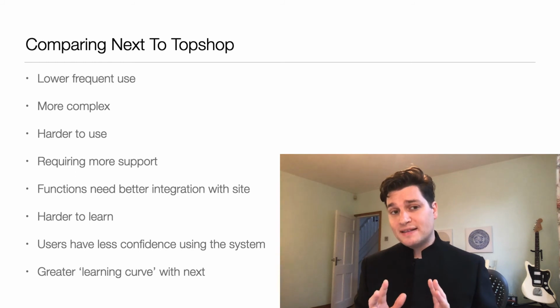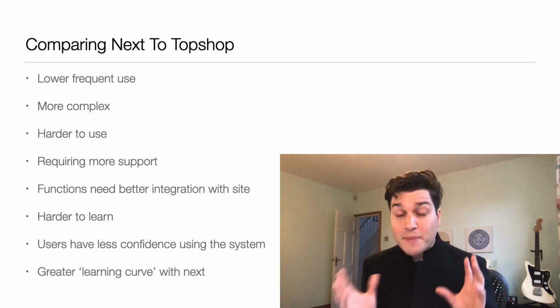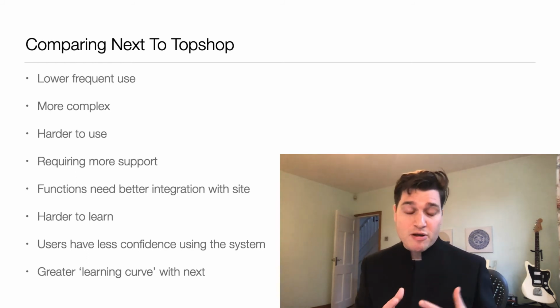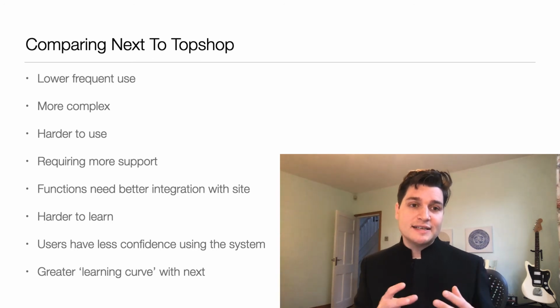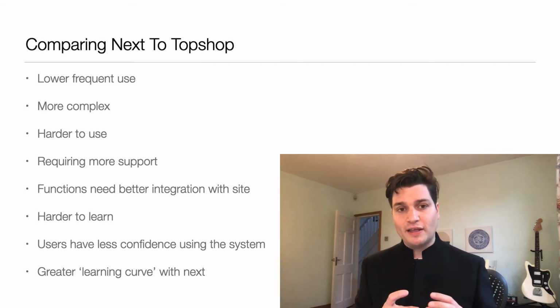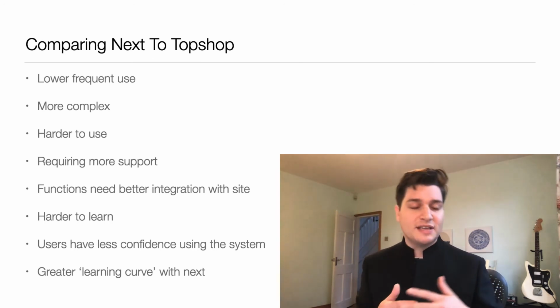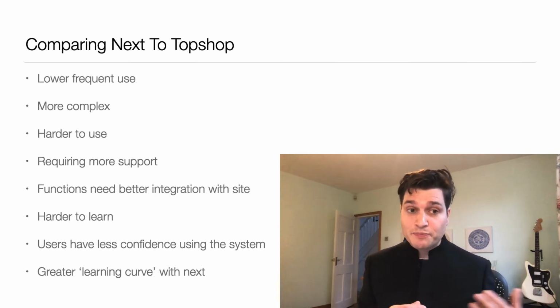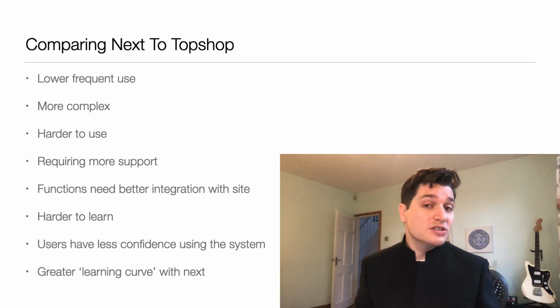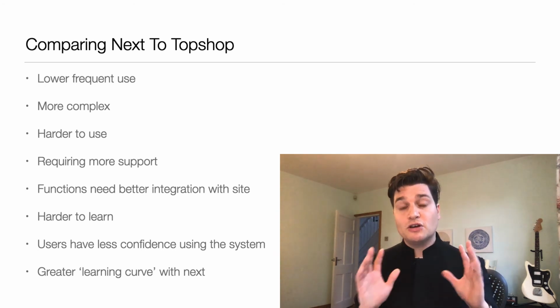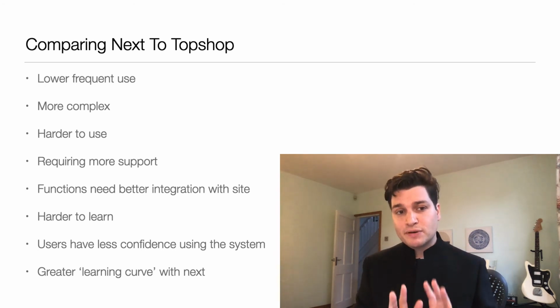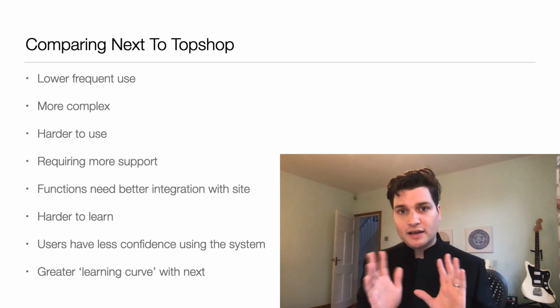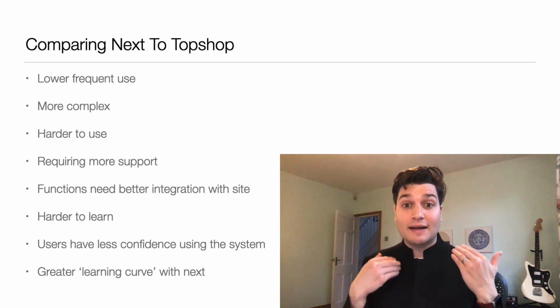This suggests to me that to get a better, more satisfying experience from the Next website, the design team need to simplify the website. Maybe look at Topshop, see how they're using it, and follow their lead. Take out a few features. If there's a feature which isn't being used too much, then removing it could be a great way to simplify it, reduce those learning issues, and get to a better level of satisfaction.